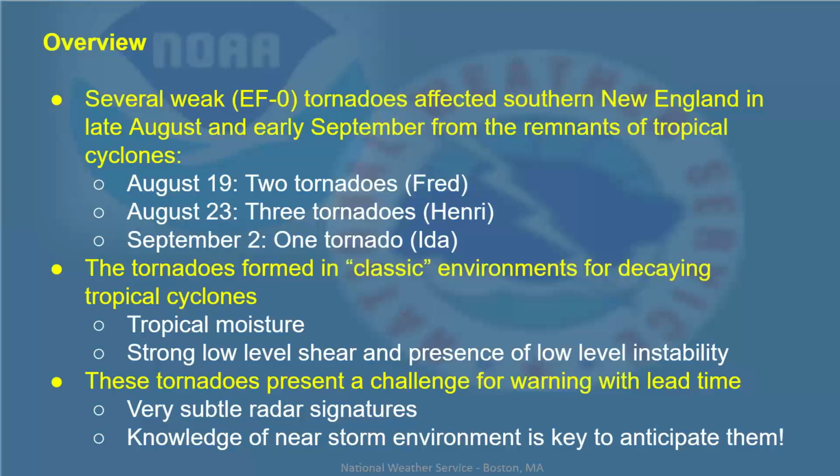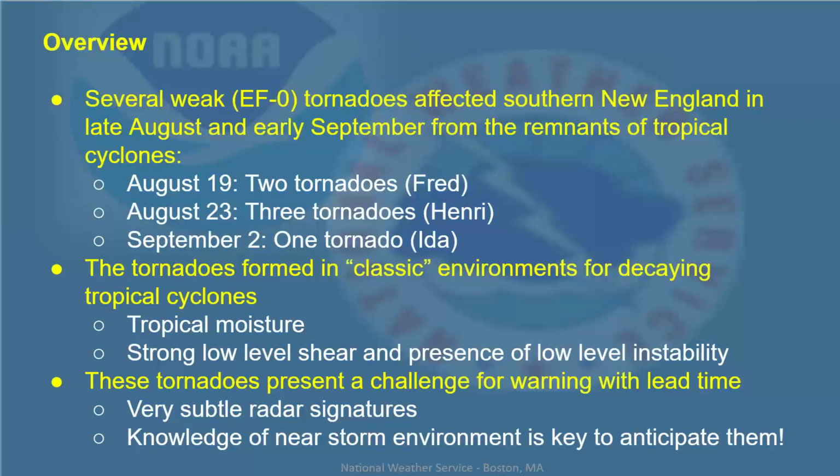So we're going to go through a little bit from each of those storms, but you'll notice a lot of commonalities between all three setups. They all formed in what we call classic environments for decaying tropical cyclones. Whenever we have a remnant moving over us, even though it's weakened and really no longer has its name or any structure to it, it still usually produces a lot of tropical moisture that streams up into the area.